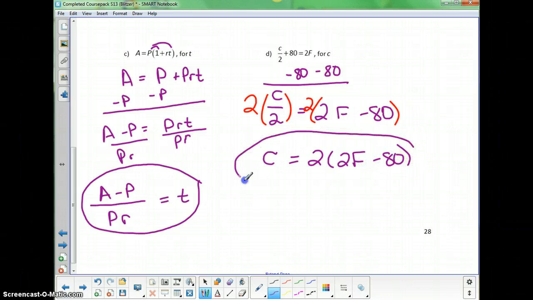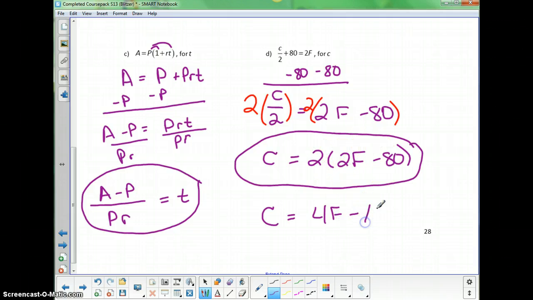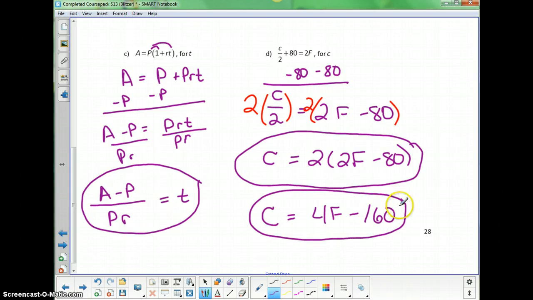Now, I can leave it undistributed, or if you would like to see the distributed form of the answer, we could say c equals, distribute that in, 2 times 2 is 4f, minus 2 times 80 is 160. Okay, so in most cases the distributed version would be the simpler version, although the undistributed version is also fine for the purposes of solving for c, which was our goal here.